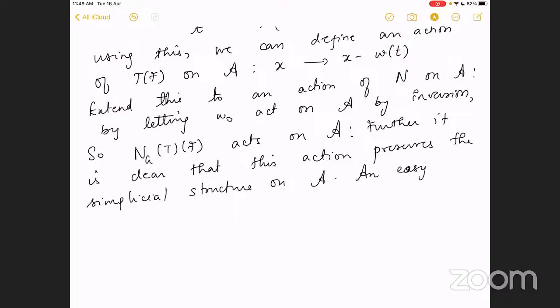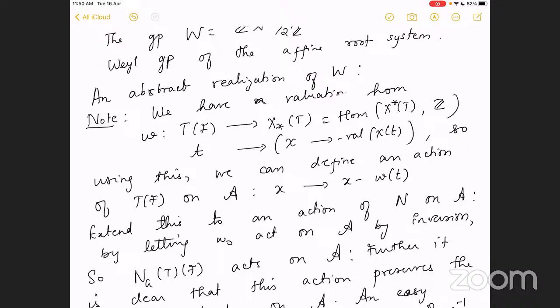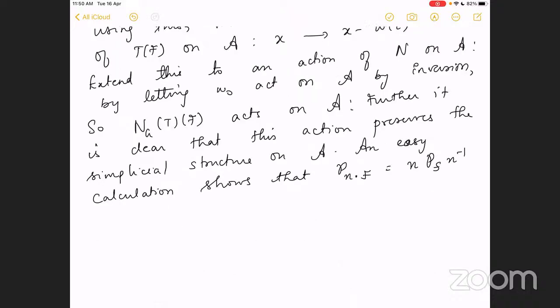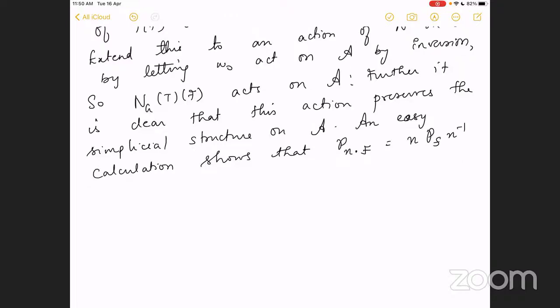And an easy calculation shows that you can look at P n dot f. Now I have an action of the normalizer of the torus on the apartment itself. The apartment is already a simplicial complex, and I have that this is equal to n p f n inverse. This is clear. So just from this paragraph, it is clear how the parahoric subgroups behave. As I said, I want to keep track of the parahoric subgroups in the apartment that are conjugate to each other. And for the apartment itself, the affine Weyl group allows you to do that. Okay, so that's this.